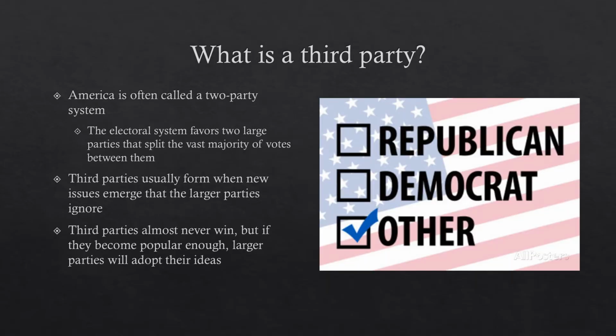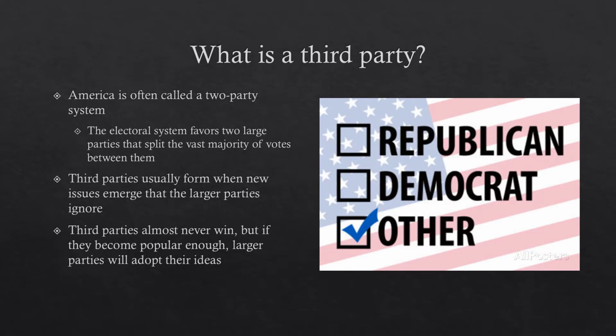Before we go on, we should stop and think for a minute about what a third party is. So America is usually called a two-party system, and throughout the history of the United States there have been two major parties. Now the parties themselves have changed over time. You might remember that the first two-party system was between the Federalists and the Jeffersonian Republicans. But these two parties fell away and split up and whatnot, and by the 1860s, we were left with the Republicans and the Democrats, and they have been the major parties since that time.